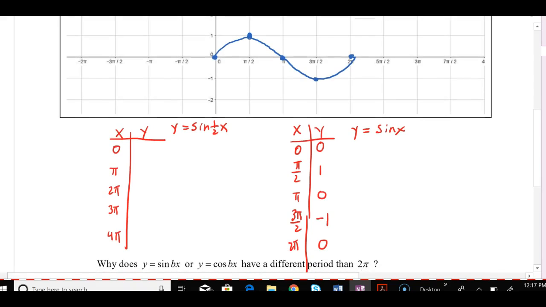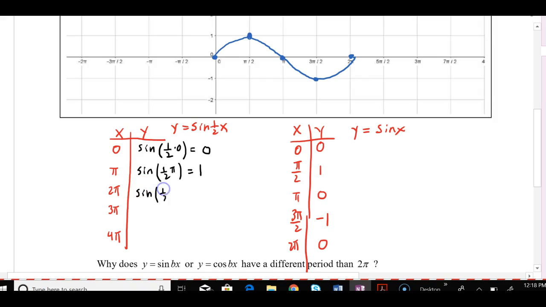Now, for the other one. So first, I have to take the sine of 1/2 times 0. But a half times 0 is still 0, right? So the sine of 0, that's going to be 0 still. All right. If I plug in pi, it'll be 1/2 of pi. 1/2 of pi is just pi over 2. So sine of pi over 2, that would be 1. Okay.